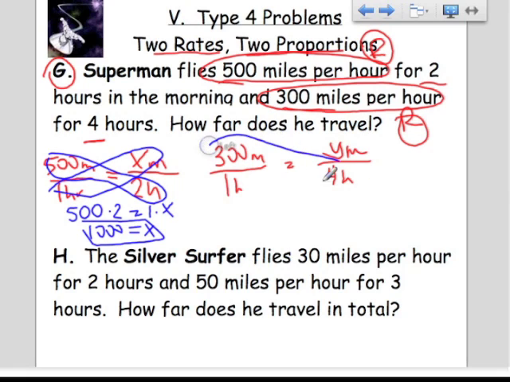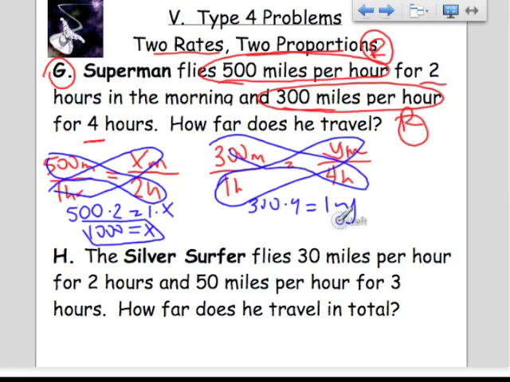Second, solving here, 300 times 4 equals 1 times y. And that really means he goes 1,200 miles in that part of the day. So in total, when I combine them, if I add those two things together, he's gone 2,200 miles in total.